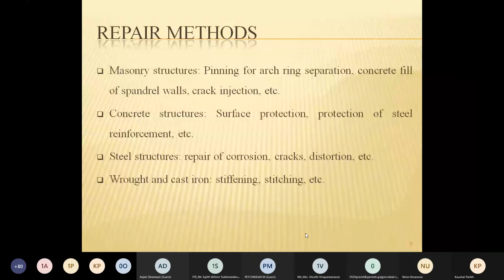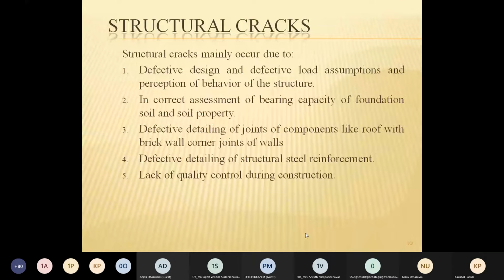Let us discuss the structural cracks. Why do structural cracks occur, and under what circumstances? The first reason is defective design and defective load assumption, under which structural cracks may occur.